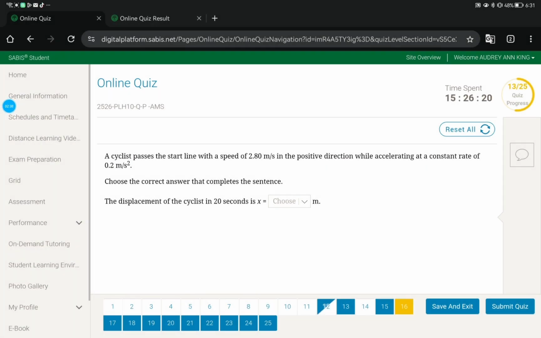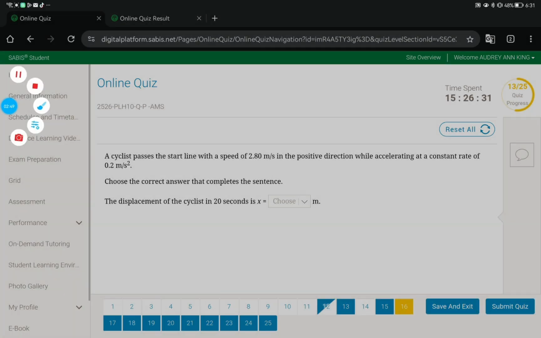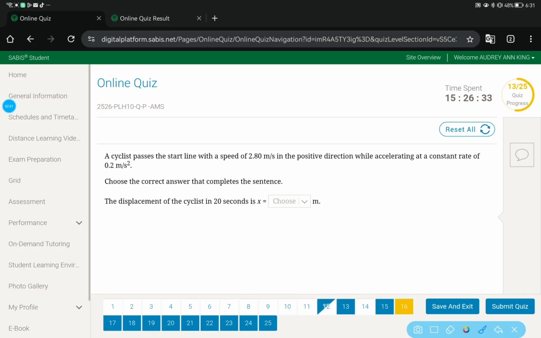The cyclist passes the start line with a speed of 2.80 meters per second in the positive direction while accelerating at a constant rate of 0.2 meters per second squared. The displacement of the cyclist in 20 seconds is blank. Okay, so what do we have? We have our initial velocity, which is 2.8. We have our acceleration, which is 0.2, and we have our time, which is 20, and we need to find our displacement.